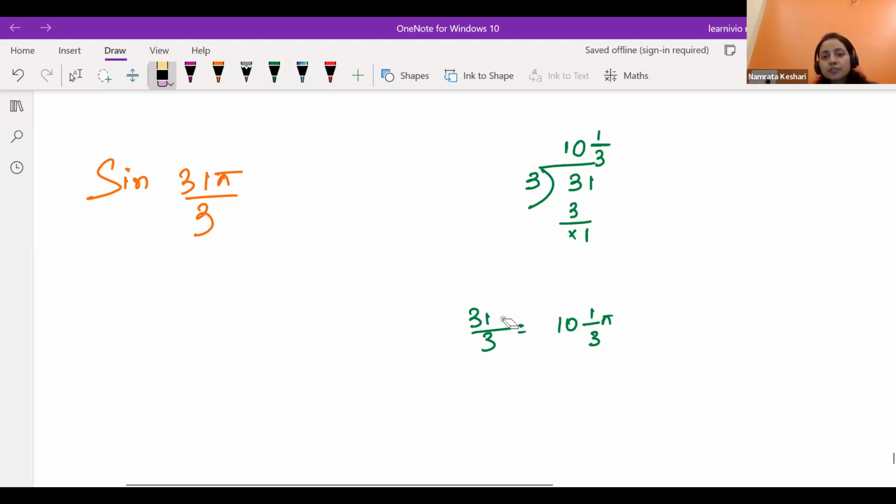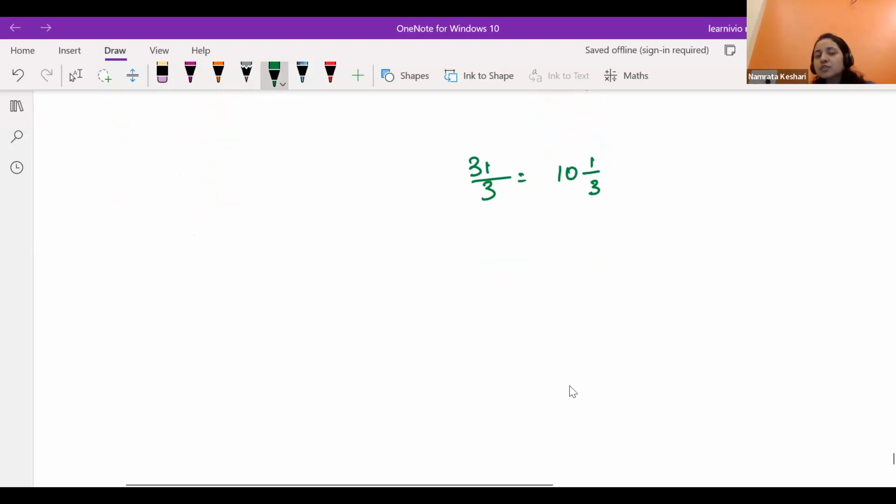First, let's understand without pi. This is how we can write it in terms of a mixed fraction. We had an improper fraction, and we have converted it into a mixed fraction. While doing the conversion of the angle, we realize that this 10 1 by 3 is nothing but 10 plus 1 by 3. But along with that, pi is there. So we will say it is 10 pi plus 1 by 3 pi, or 10 pi plus pi by 3.